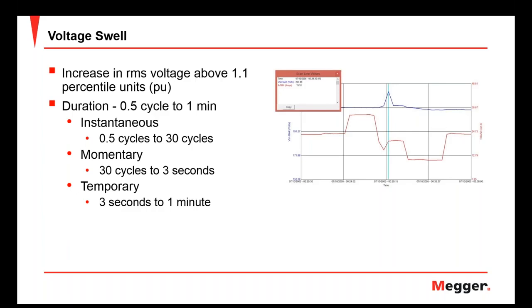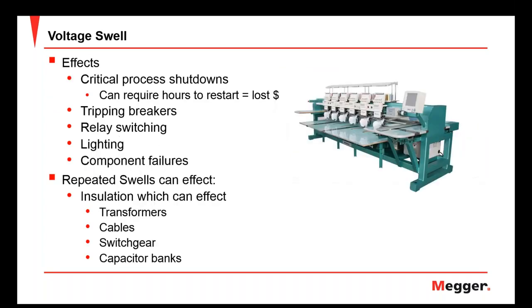Voltage swells, these are increases of voltage of 1.1 per unit or 110% for a duration of half a cycle to a minute. And again, these are broken down into instantaneous, momentary, and temporary. And again, these can cause problems with equipment tripping offline, tripping breakers, relay switching, and of course, lighting problems. You'll see the lights swelling, getting brighter. And repeated swells will also have impacts on your insulation as well that can affect transformers, cables, switchgear, things of that nature.